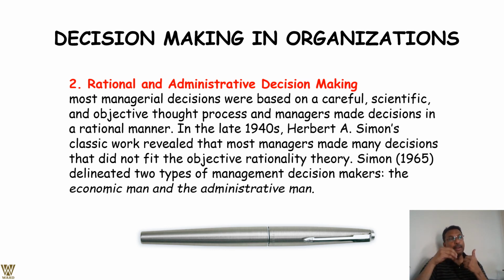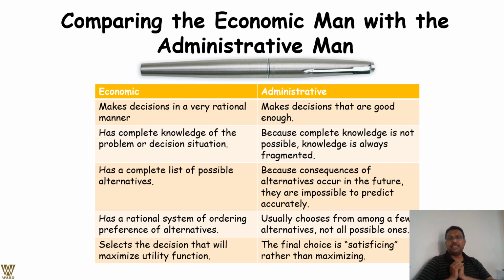The economic man will look to the implications of finances or money, and the administrative man gets the work done and at the same time has to look after the well-being of the people, the employees. So the economic man makes decisions on a very rational basis. The administrative man makes decisions that are fair enough. The economic man has a complete knowledge of the problem and decision standard. For the administrative man, because complete knowledge is not possible, knowledge is always fragmented and you try to make sense of it. The economic man has a complete list of possible alternatives. For the administrative man, the consequences of alternatives occurring in the future are impossible to predict absolutely and accurately.